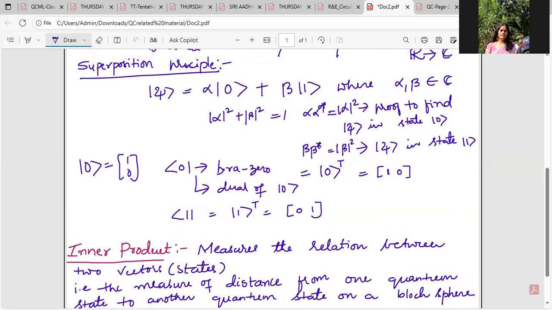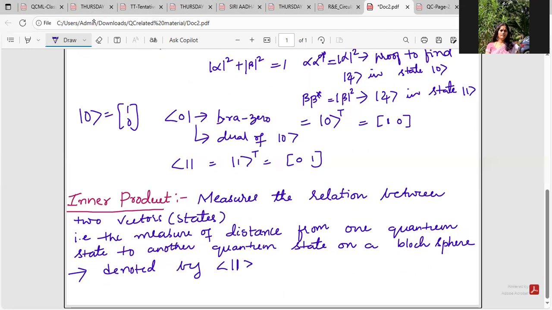Okay. So what exactly is inner product? Mathematically, of course, it is denoted using this notation. What exactly is inner product? Let me show with a trivial example in this page and get to another page. If I am talking about inner product of ket 0 and bra 0, how do I write it?